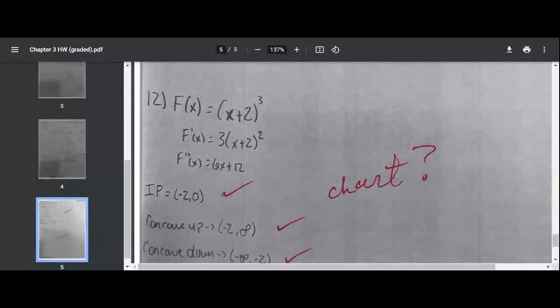And I do a chart, but you can do your own methods. You've got to come up with the critical numbers. First derivative critical numbers are going to tell you where the function is increasing or decreasing. Second derivative critical numbers tell you where it's concave up or concave down. And then you can come up with your conclusions.